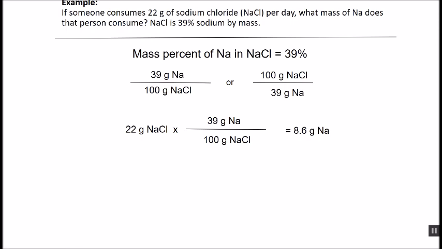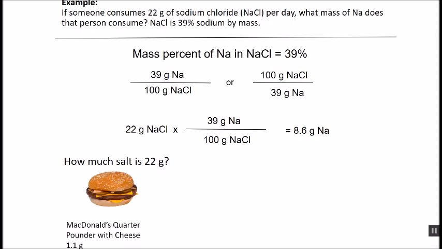Now I point out this example because it's actually a little funny. Whoever wrote this wasn't thinking very clearly about whether or not it was safe to consume 22 grams of sodium chloride. So to put this in context, if you see how much salt is 22 grams of salt, if you ate a McDonald's quarter pounder with cheese, you'd only be eating 1 gram of salt. So to get 22 grams of salt, as this question suggests you might, you'd have to eat 22 quarter pounders with cheese. This is not a healthful decision.